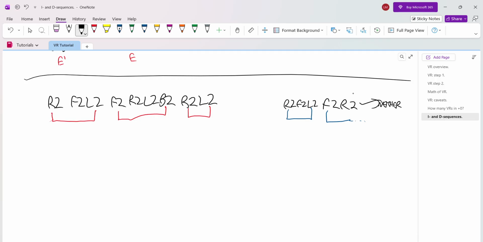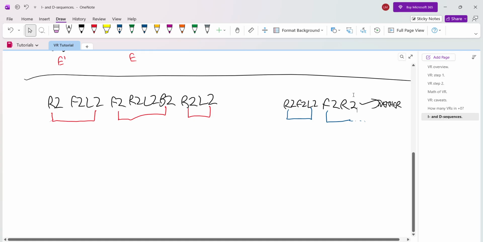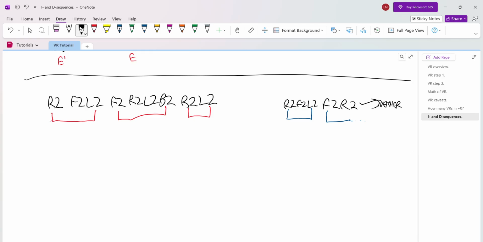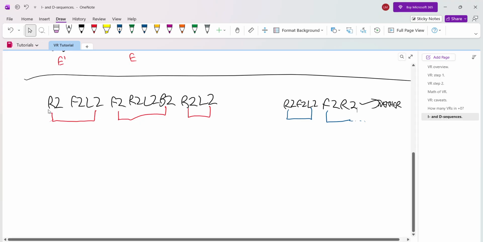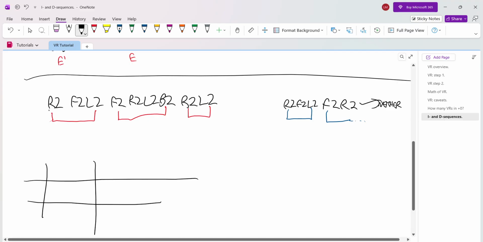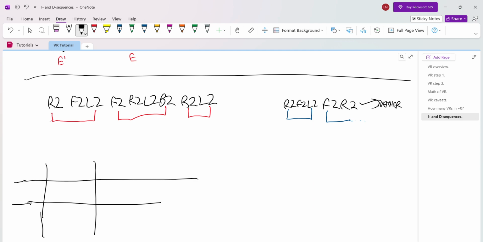So now you consider each subsequence. I guess we can call these primitive subsequences, and you have to check whether these are I or D sequences. There is a simple rule for this. So let me just draw a table. There are 2 things you need to check. You need to check whether the moves at the extrema are the same or opposite. So for example, in all these cases they're opposite, because R2 L2, F2 B2, R2 L2.